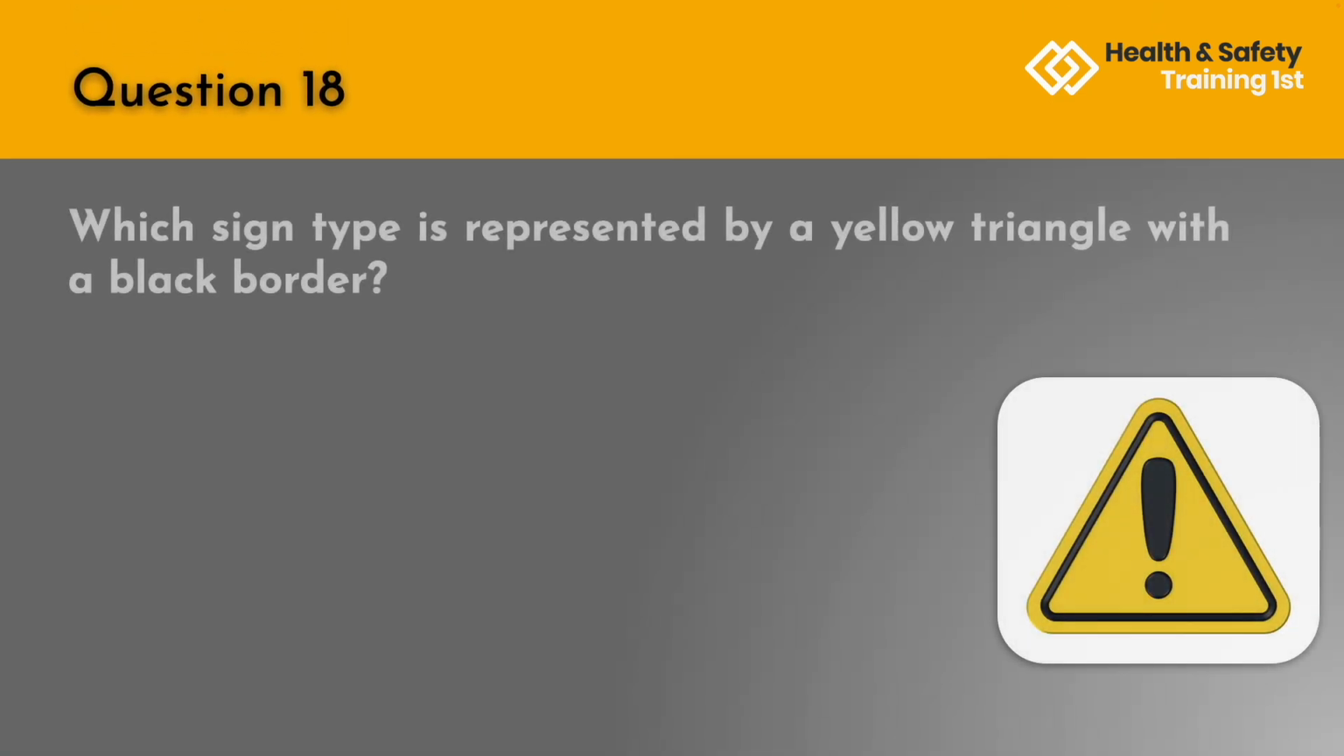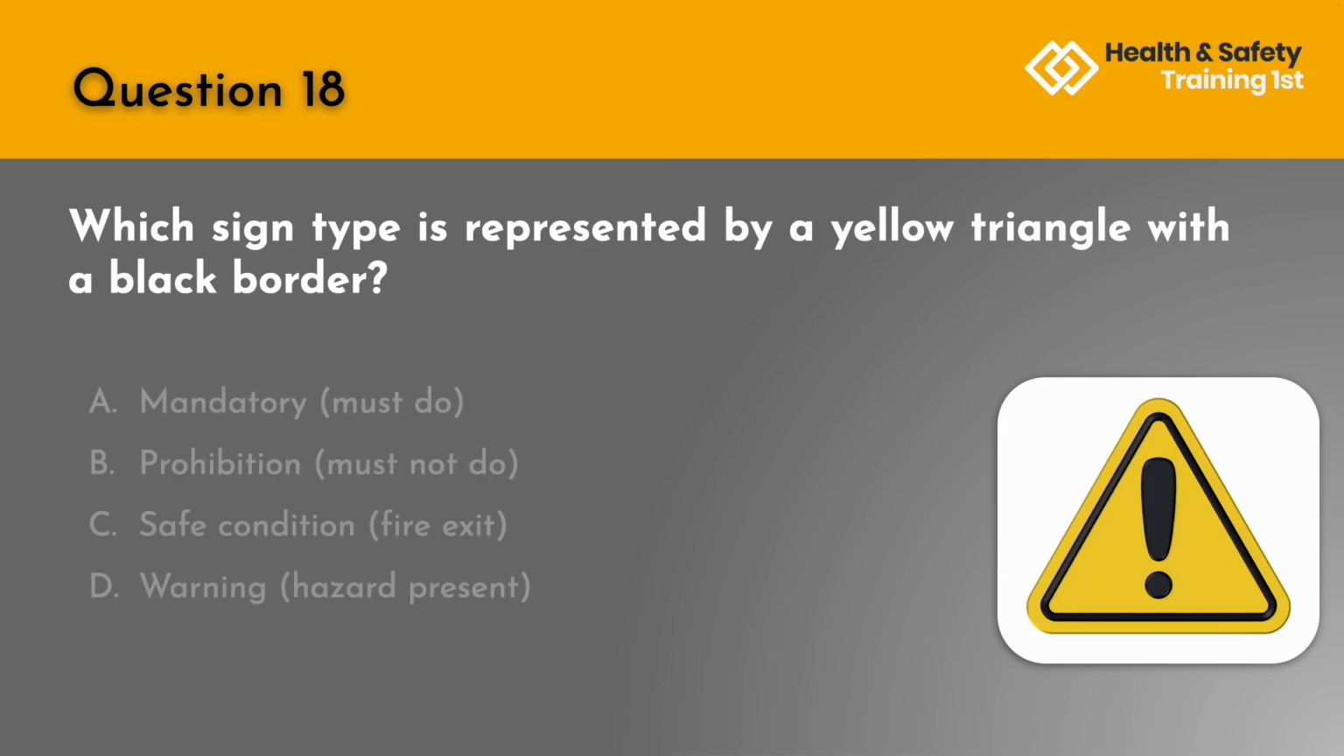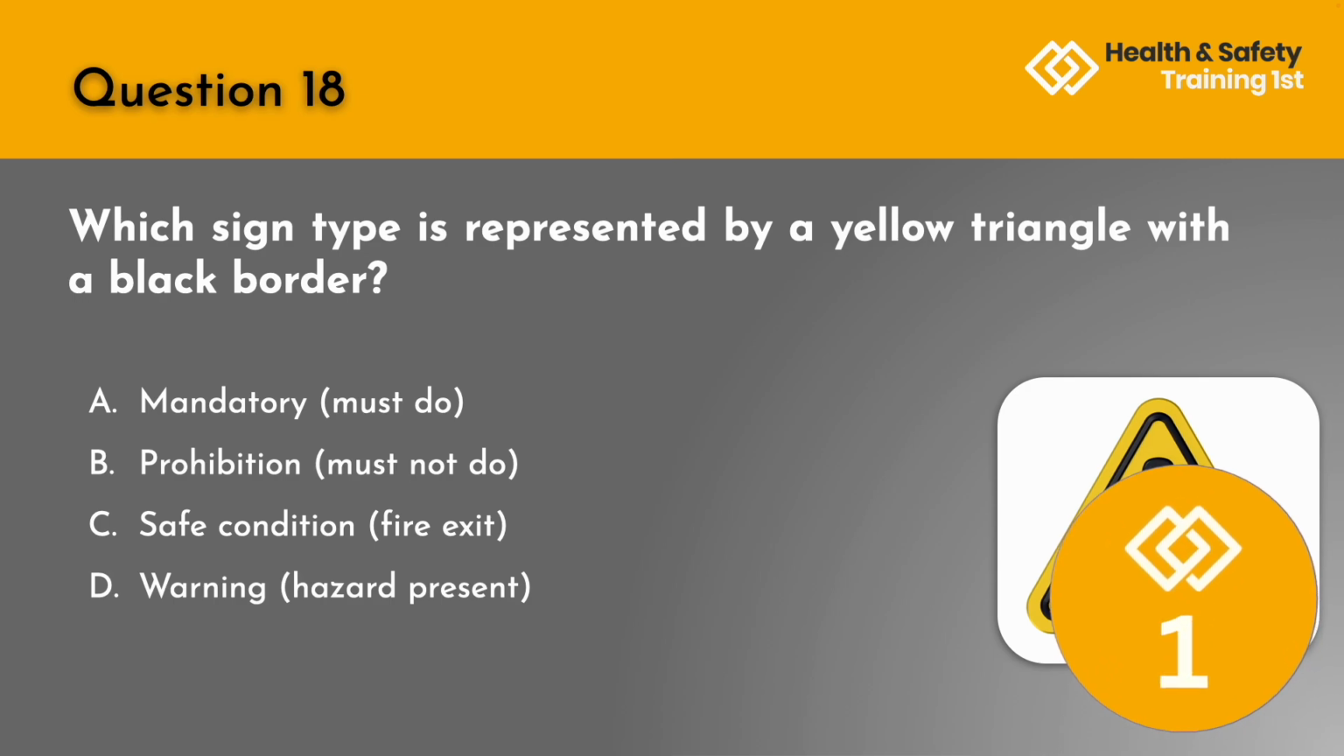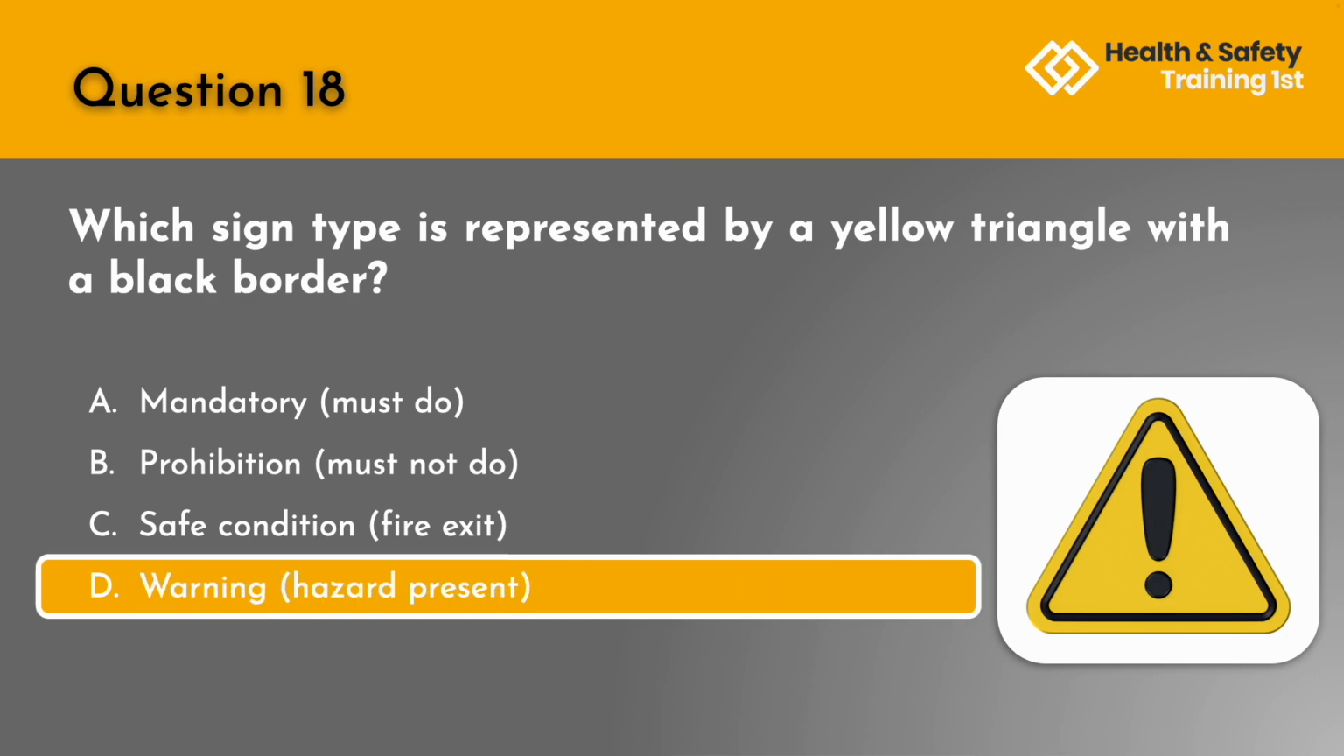Question 18. Which sign type is represented by a yellow triangle with a black border? A. Mandatory. B. Prohibition. C. Safe condition. Or D. Warning. The correct answer is D. Warning.